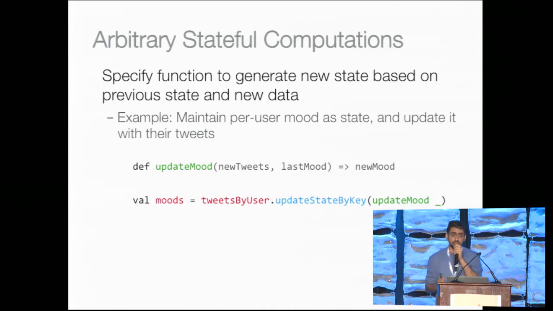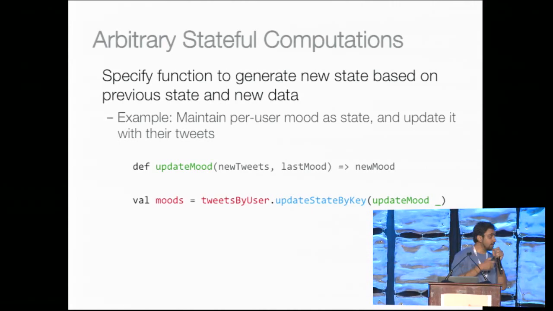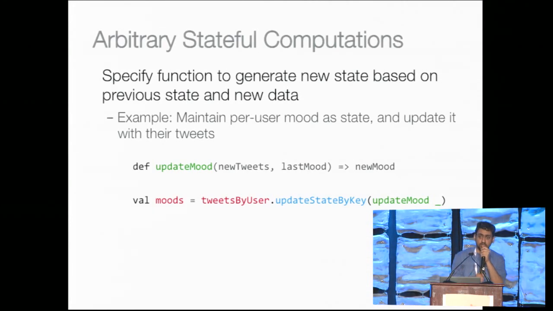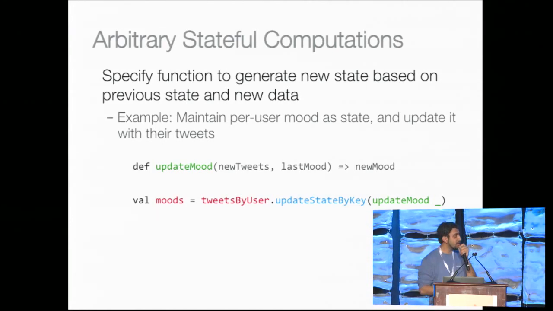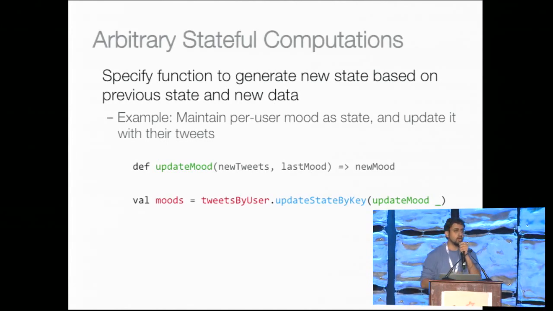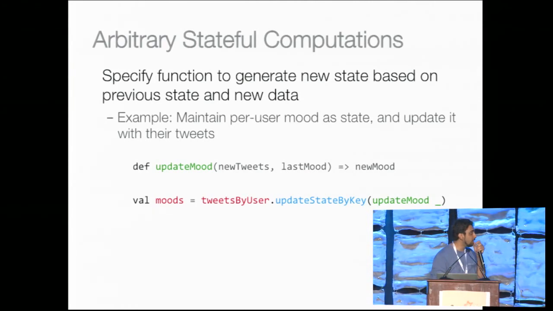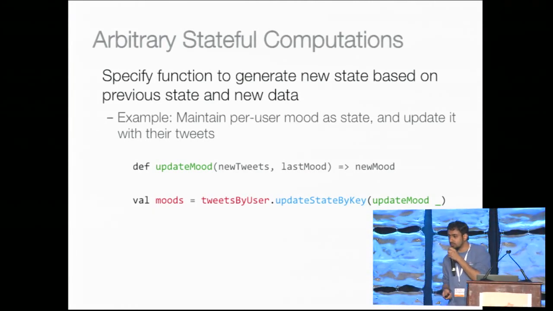Once you have defined this function, you can use it in this DStream operation called updateStateByKey, where you apply this function, and the system will take care of taking the new tweets for that user. In this case, the user is the key. It takes the new data of that user, applies the function on the previous state, and gets the new state. The system will continuously do this operation over and over again underneath. So it's pretty easy to plug in arbitrary stateful computations in this model.